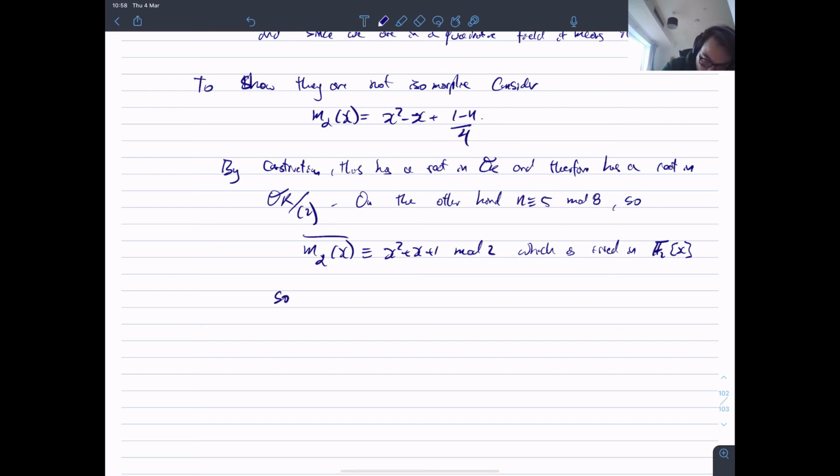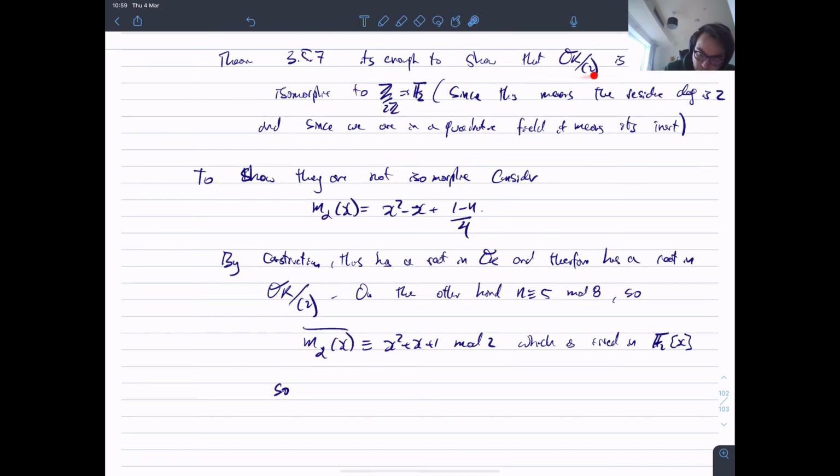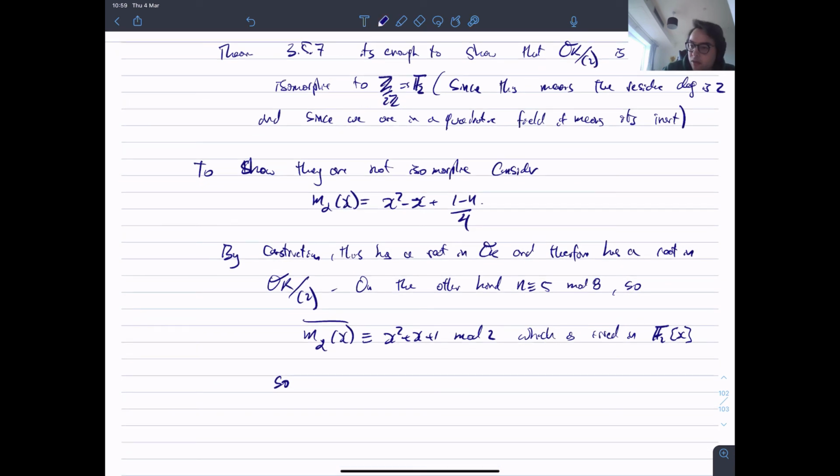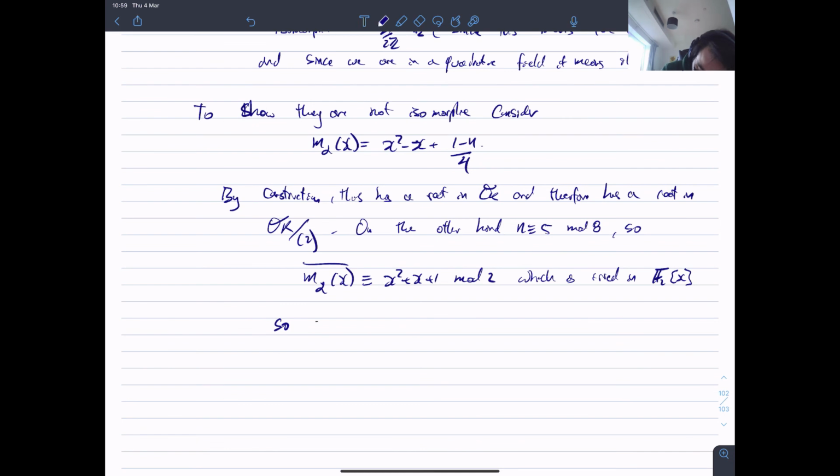So, we've taken a polynomial. I've checked that it has a root in OK mod 2, but it doesn't have a root in F2, right? So F2 and this ring can't be isomorphic. So Z mod 2 and OK mod 2 can't be isomorphic. So we're done.